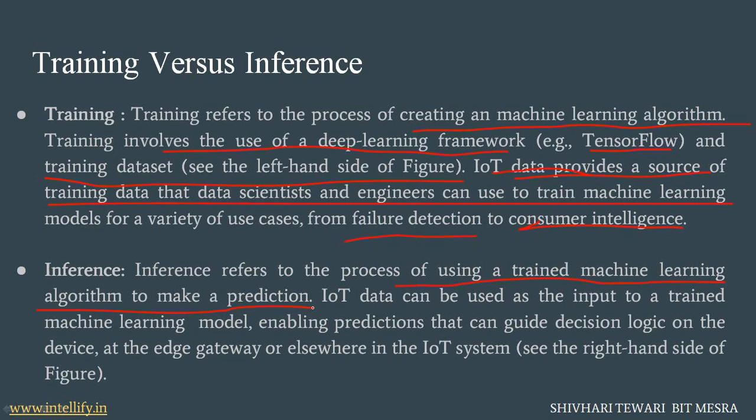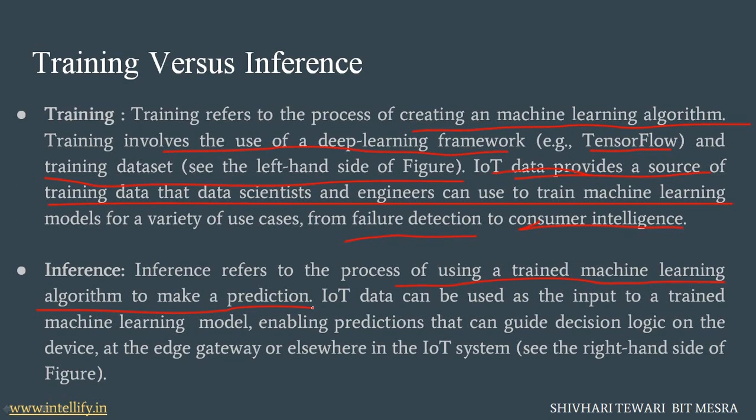So this is the flow chart in training. First we involve some deep learning framework. Then we take some training data set, provided by the IoT sources, where we will find the source of the training data. On the basis of that source, the data scientists and the data engineers use that training data to train the machine learning models that we are going to launch. This is the definition of training.